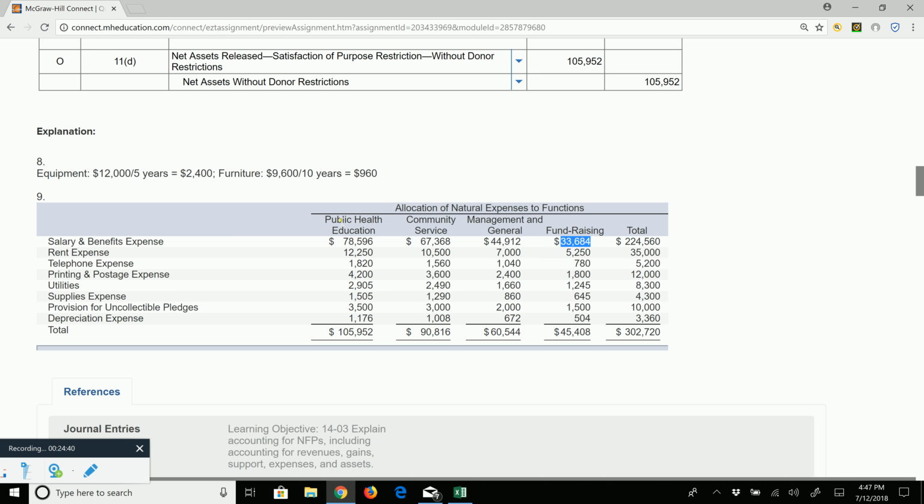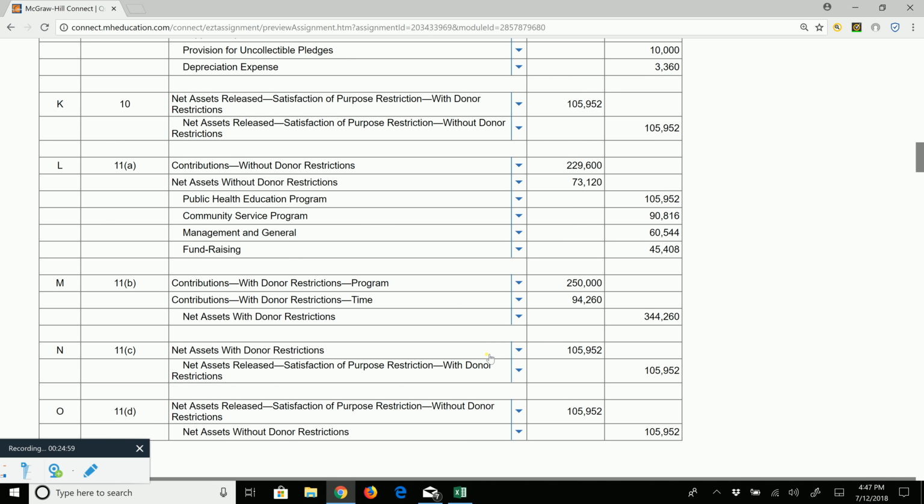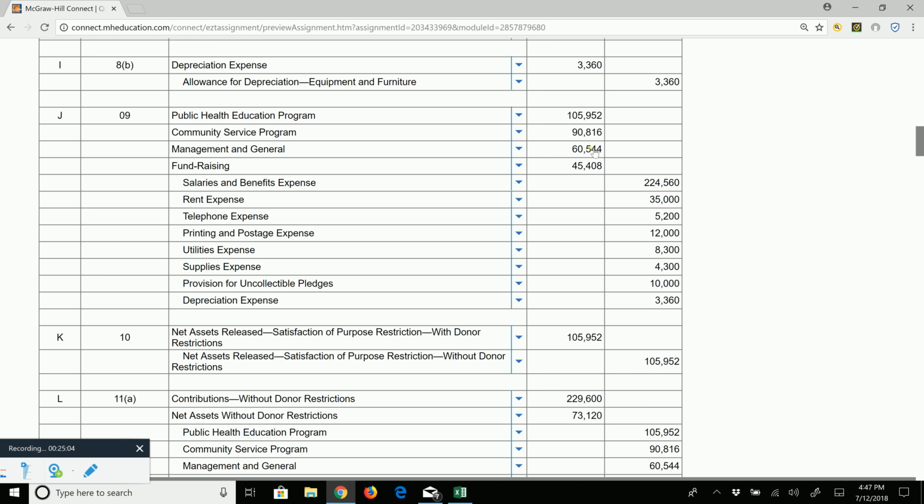And when we do it across the board, we see public health education is now $105,952. Community service, $90,816. Management in general, $60,544. And lastly, fundraising, $45,408. So if we take those numbers, those are our new expenses, and we have them listed here. Public health, community service, management in general, and fundraising. And what we'll do is we'll get rid of all of the other expense categories with credits.